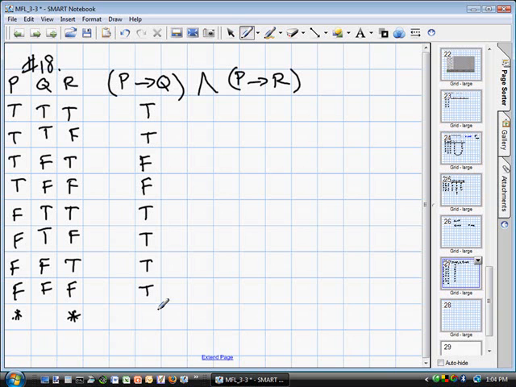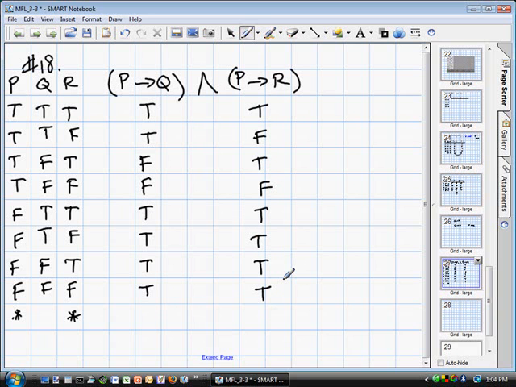So let's just write those out now. P and R, if P then R. True, true. True, false. False, true. False, false.